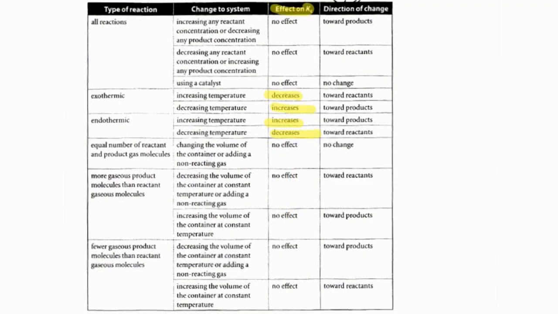This is a quick summary. I'm going to include this page in your notes along with this instruction, so if you do want to refer back to it. Again, remember that the only way to affect Kc is by changing the temperature.